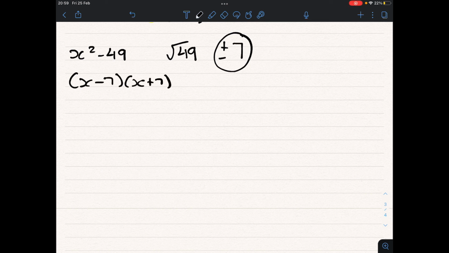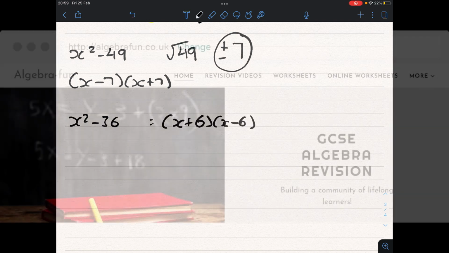Now this will work for every single perfect square. For example, x squared minus 36. The answer for this will be x plus 6, x minus 6.